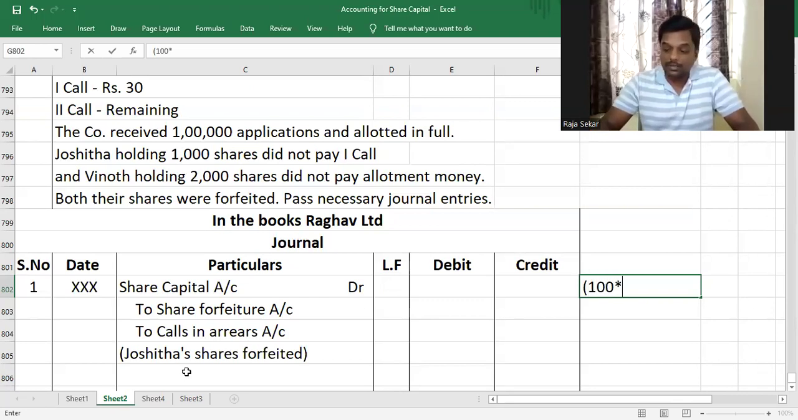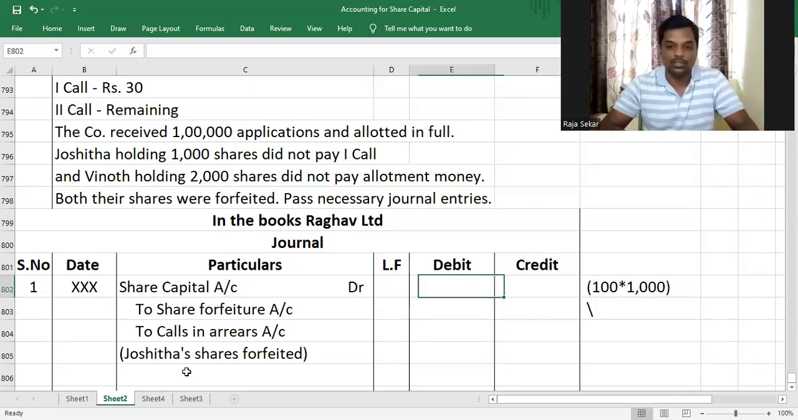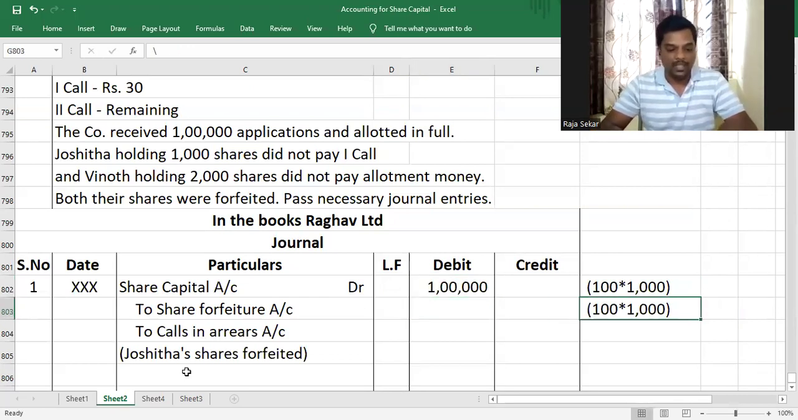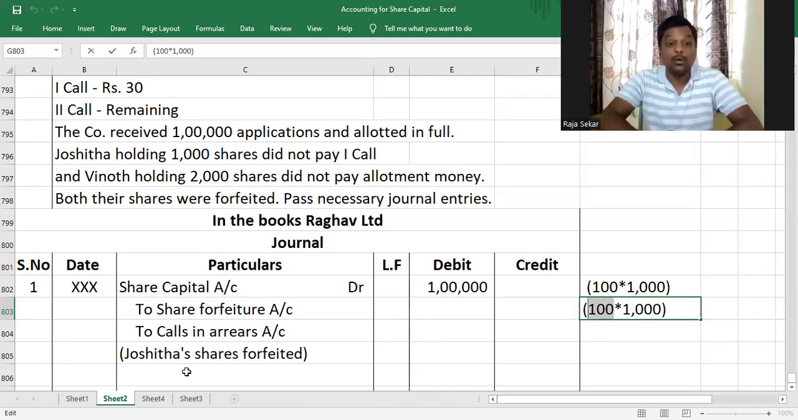So there will be 100, the face value of the shares, because we are assuming that all the calls have been made, as the question does not tell us when the shares have been forfeited, multiplied by the total number of shares forfeited. For Joshita, it is 1000, and therefore this will be 100 into 1000, which is 1 lakh. And share forfeiture account will be credited with the amount paid up.